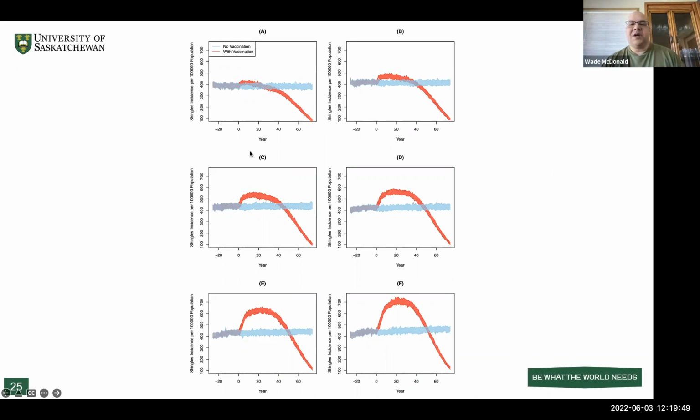So with our model, we tested various assumptions about the strength of that boosting effect. From the upper left here is assuming a small influence of boosting, increasing to the bottom right where we assume it to be a very large effect. All of this is shingles incidence, and red is with vaccination. In all cases, we see a certain amount of increase in shingles, but whether it is large or small depends on what we assume about that boosting effect.